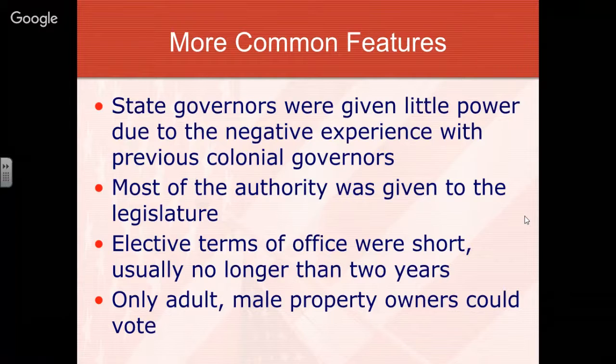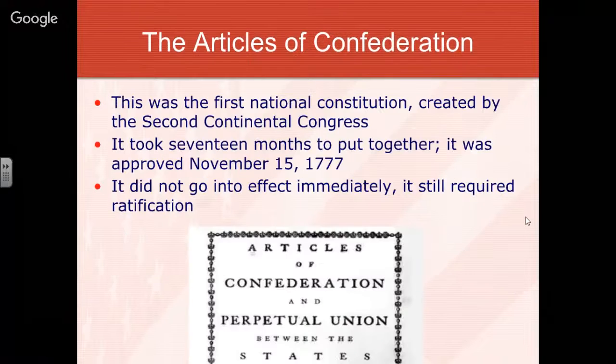Back then, only adult male property owners could vote. So in most colonies, soon to be states, only about half of the adult population could actually register and vote, if registration was even an option in that colony.